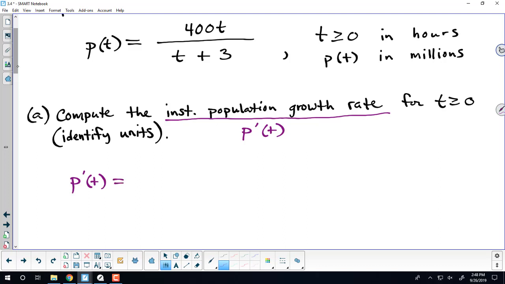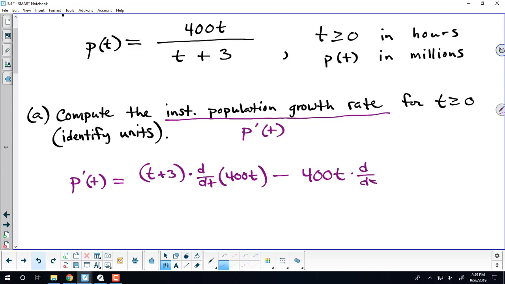So the population function is another quotient, so we have the quotient rule: the bottom times the derivative of the top, derivative with respect to t, bottom times the derivative of the top, minus the top times the derivative of the bottom, all over the bottom squared.